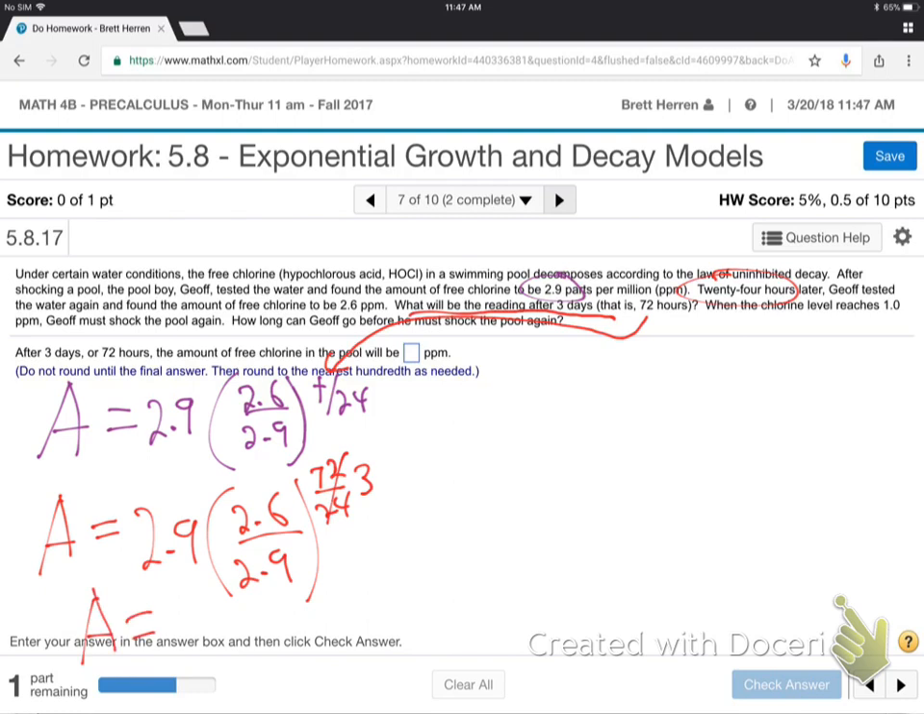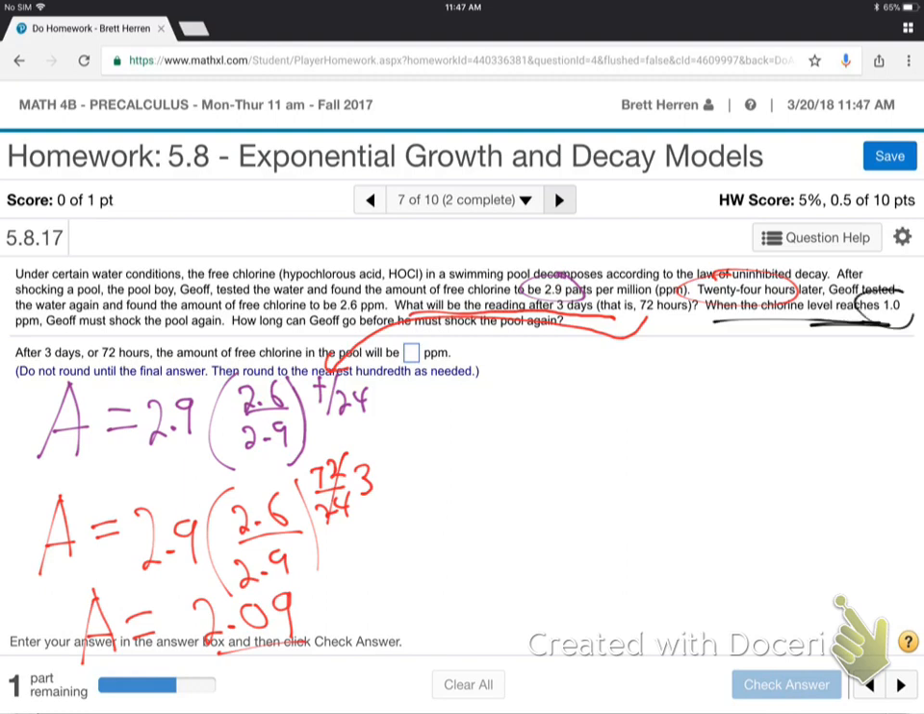I'm getting 2.089. I think they want you to round to the hundredth, so 2.09. You might think, well, can't we just cancel these two 2.9s? Can we do that, guys and gals? No. This 2.9 is raised to the 3rd power, and the other one isn't. So we can't. Just leave it as it is. 2.09. Good question.